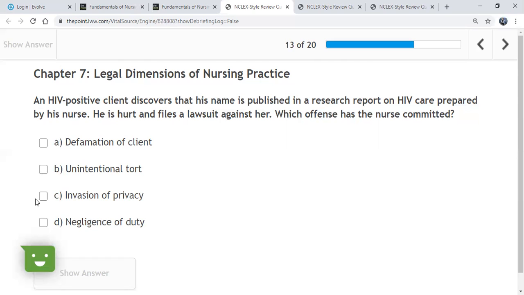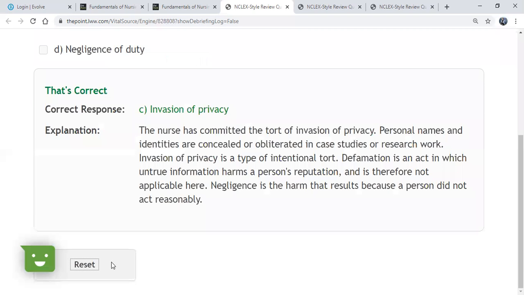But let's see what it says. I'm thinking it's B for some reason. C. Oh, you're right. See? I'm a real school nurse, so a lot of times these textbook questions, I don't always get them.